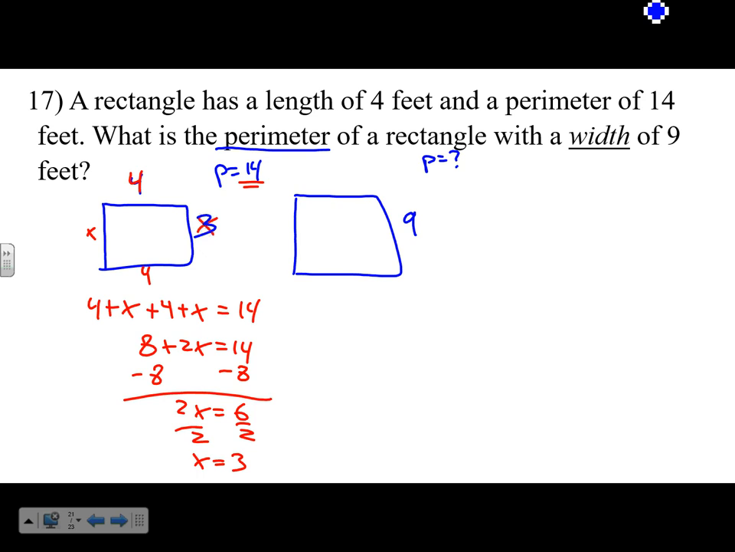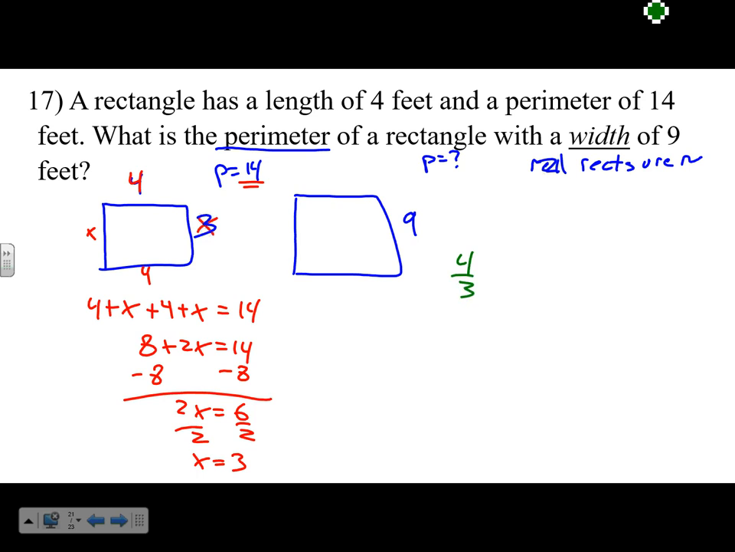With this one, we're assuming that they're similar. That's what I was looking for. They don't say that they're similar, but they should put that somewhere, that the rectangles are similar, or else it could be something completely different. So since they're similar, we have 4 over 3, actually.